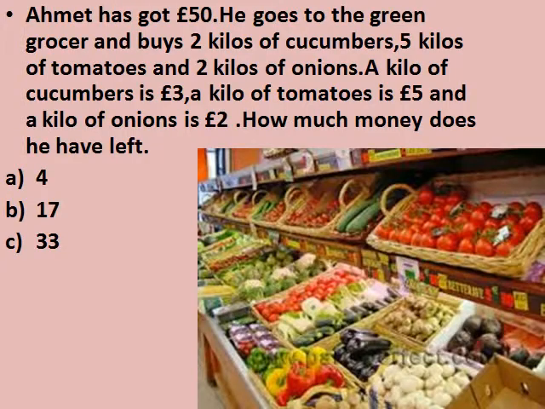Minus. Ahmet has got £50. He goes to the greengrocer and buys 2 kilos of cucumbers, 5 kilos of tomatoes, and 2 kilos of onions. A kilo of cucumbers is £3. A kilo of tomatoes is £5. And a kilo of onions is £2. How much money does he have left? 4, 17, 33.